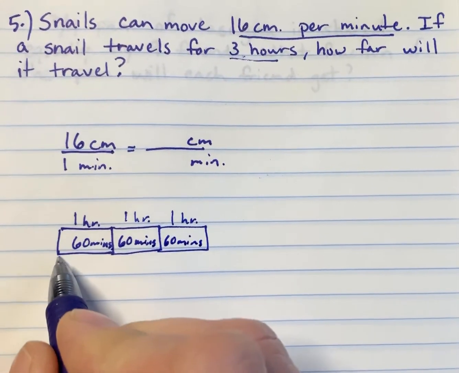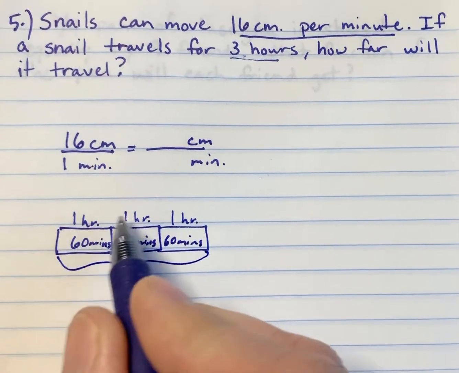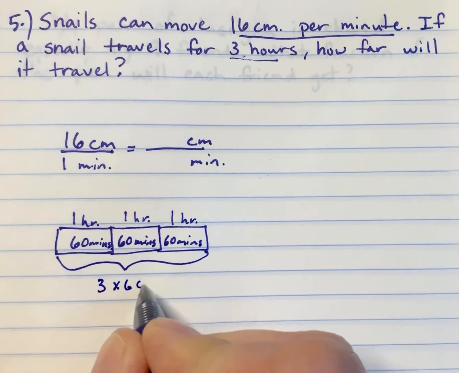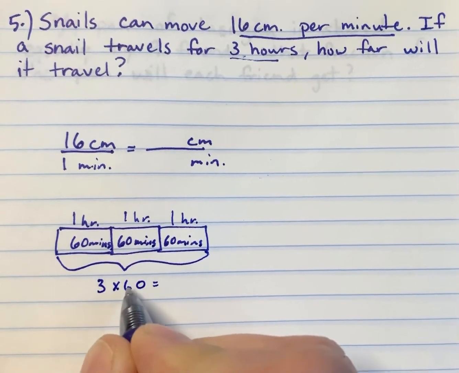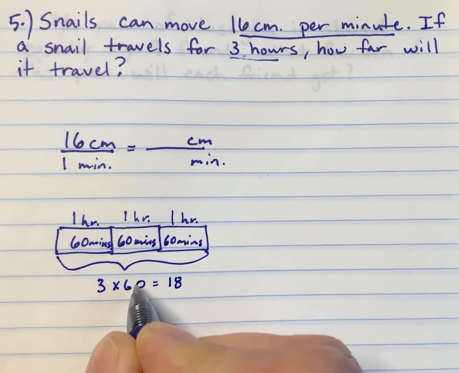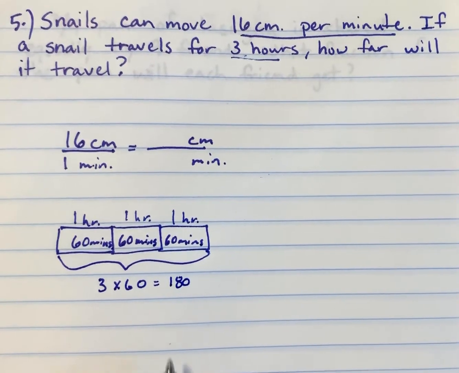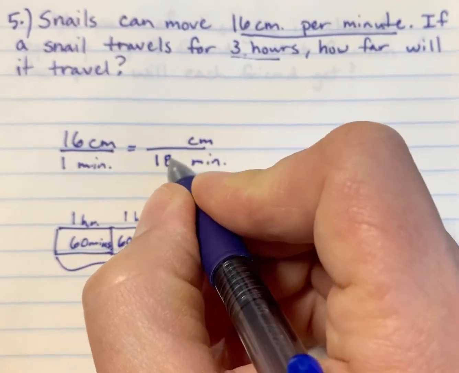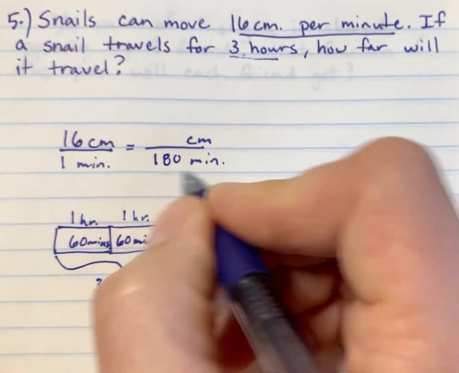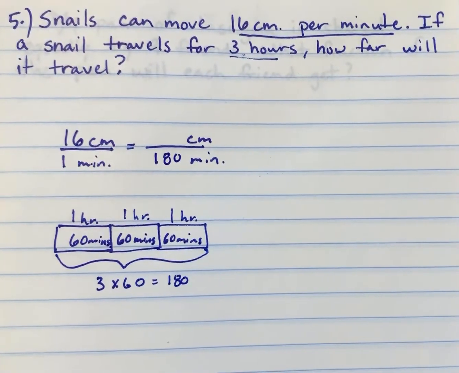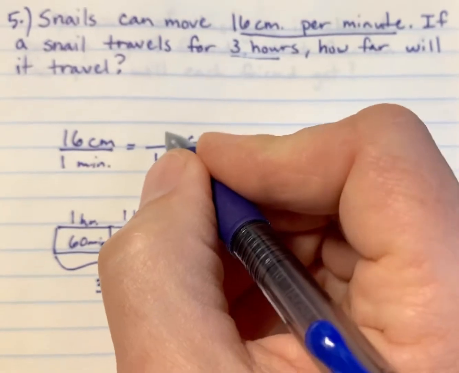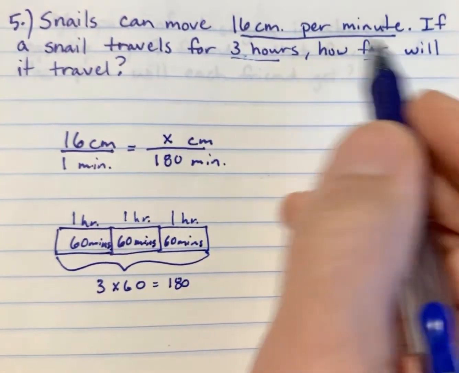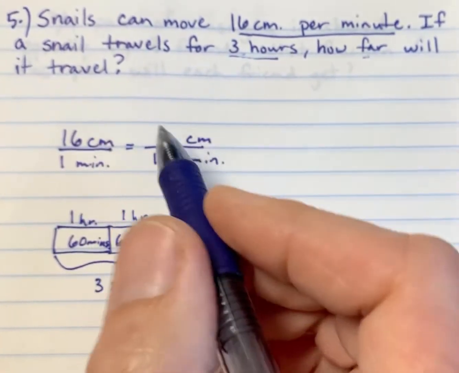So now I can say, okay, well 3 hours here, 60 minutes each, we're going to take 3 and times that by 60. 3 times 6 is 18, and then I put that 0 on, so now I know 3 hours is 180 minutes. So I can substitute that 3 hours for 180 minutes because it's the same exact thing. Put my variable up here for centimeters because that's what we want to find out. How far will the snail travel in 3 hours?